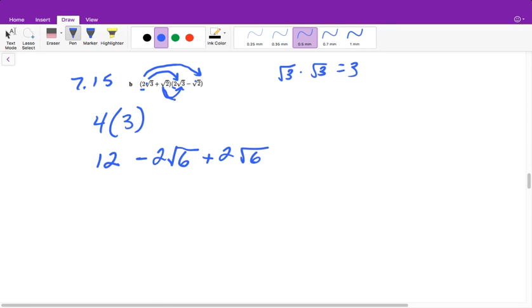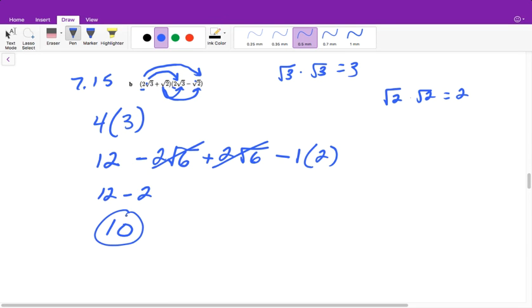And now we have square root of 2 times negative square root of 2, so that will give me a -1. And root 2 times root 2 is equal to 2, so it's -1 times 2. So now we have 12. This -2 times the square root of 6 plus 2 times the square root of 6 will cancel, and then -1 times 2 is -2. 12 minus 2 is equal to 10, so this reduces to just 10.